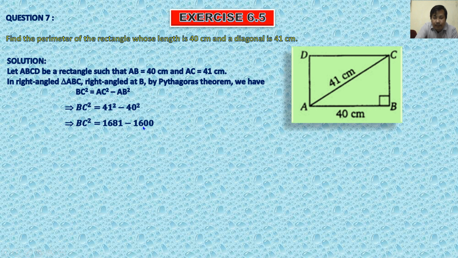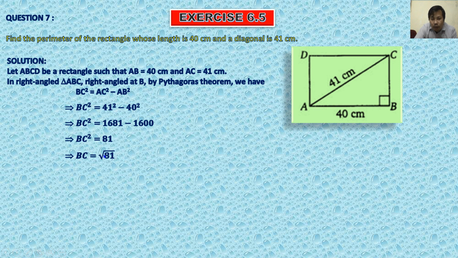Clear. So we subtract this, and BC square is getting here as 81. Then we have to find out the BC, not the BC square, isn't it? So BC we get here as root over 81. The square, if we bring it to the other side where 81 is there, will become square root.